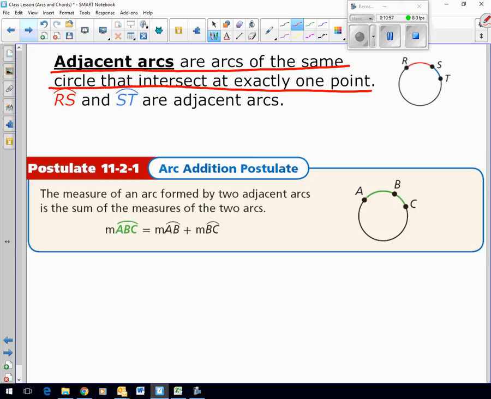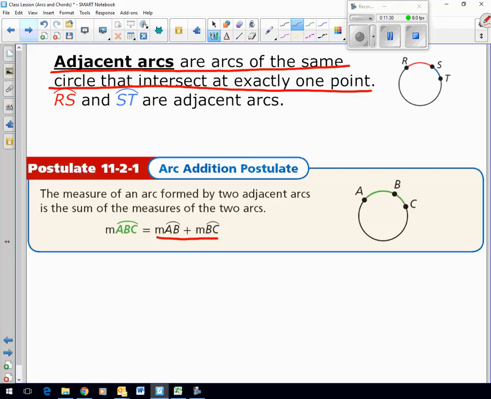You'll see that? Okay? So if you were walking on the moon, because the moon's circular if it exists, alright? You're walking on the moon, and you go from R to S, and you keep going that same direction, do you see that the next steps you take are going to be along ST? Got me? Okay? Alright. What you can do is, you can add those arcs together. And that's how you get your arc addition postulate. The measure of an arc formed by two adjacent arcs is the sum of the measures of the two arcs.